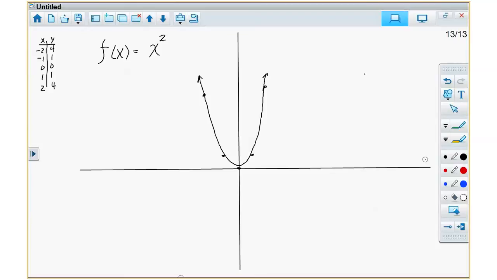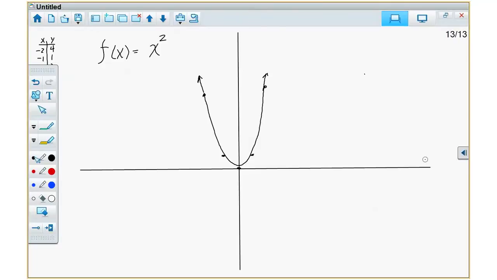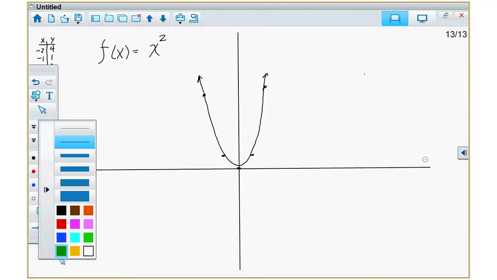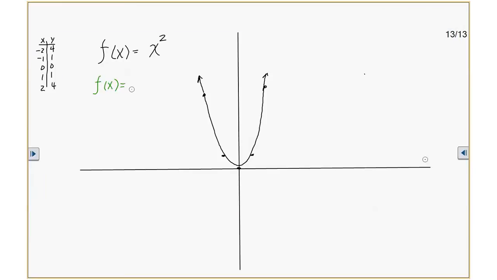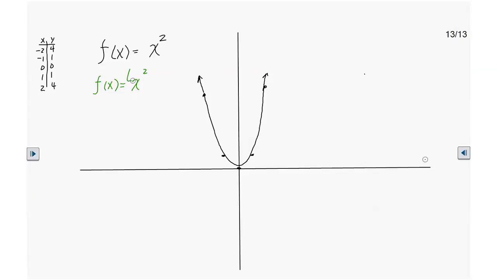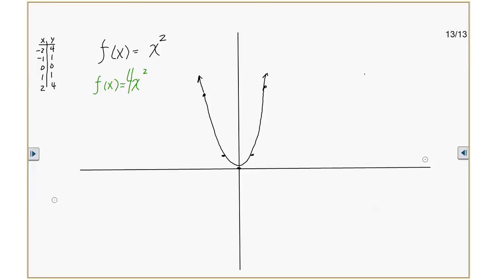Now, let's do this one. Let's do it in a blue or green, some kind of blue or green pigment to it. Let's do f of x is equal to x squared, and I'm gonna put a 4 out front. Do that one.